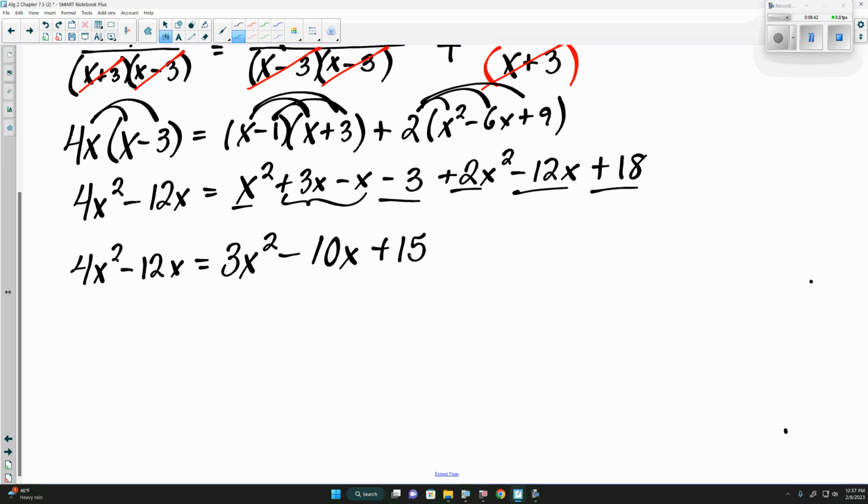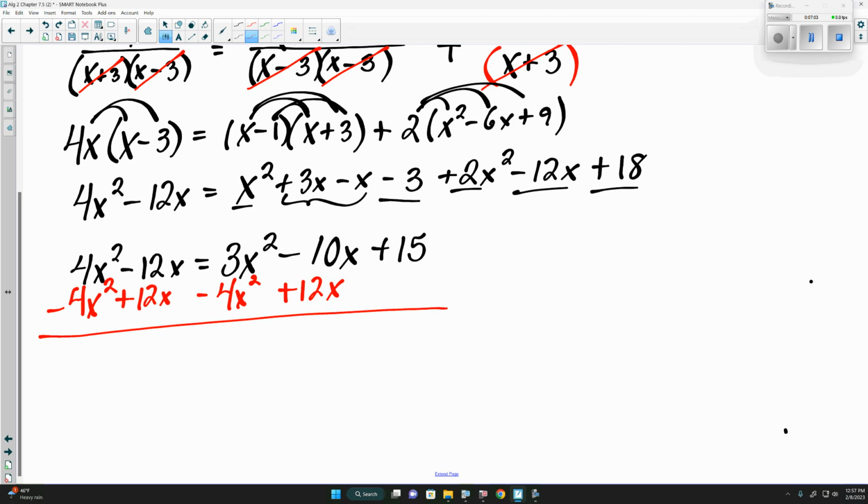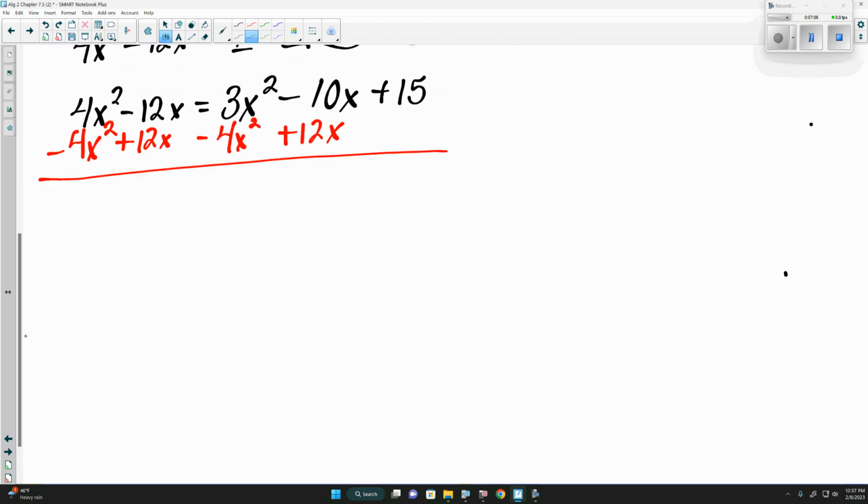Now we need to get this equal to 0. So what can we do next? We can subtract 4x squared from both sides, and we could add the 12x to both sides. We can do that in one step because this entire side is going to become 0. 3x squared minus 4x squared is going to be negative x squared. Negative 10x plus 12x is going to be plus 2x, plus 15.